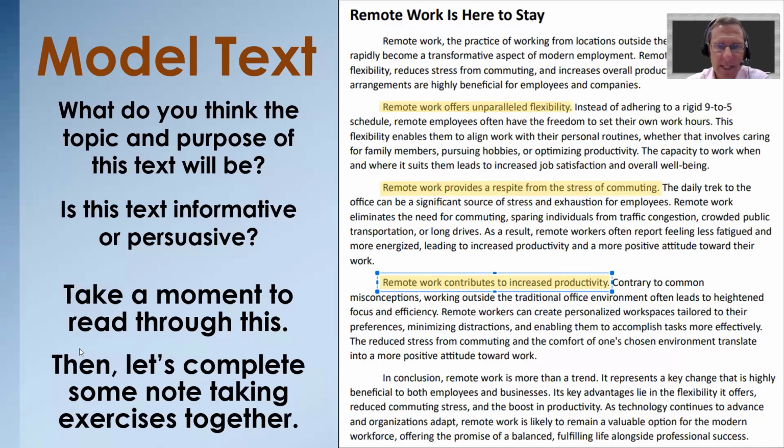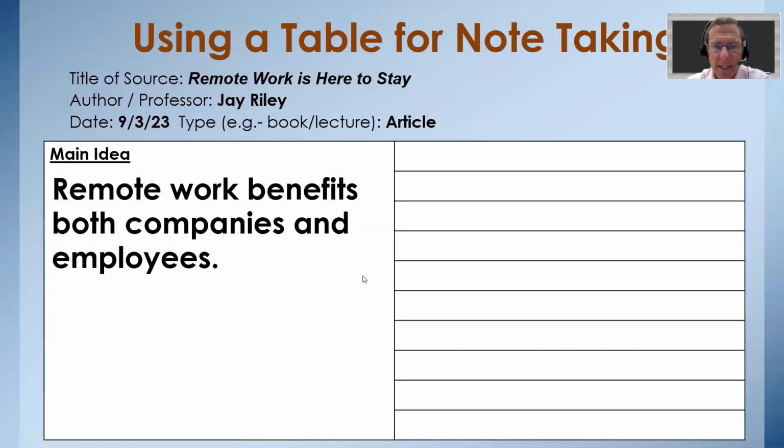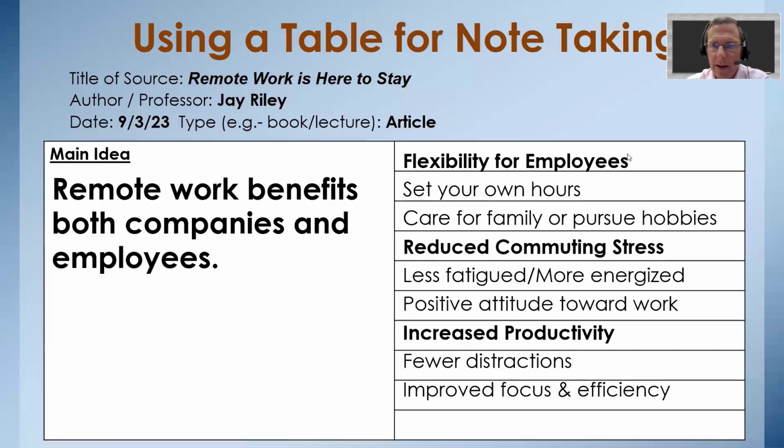So I'm going to go back to my table. I've got my main idea. And there, I've got those 3 big ideas that are in support of my thesis statement. But I've got some other information here. Where do you think this information comes from?